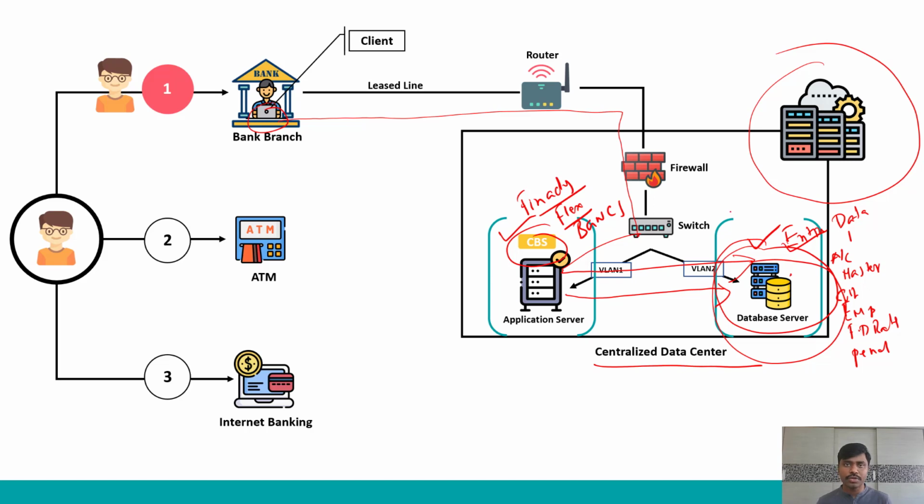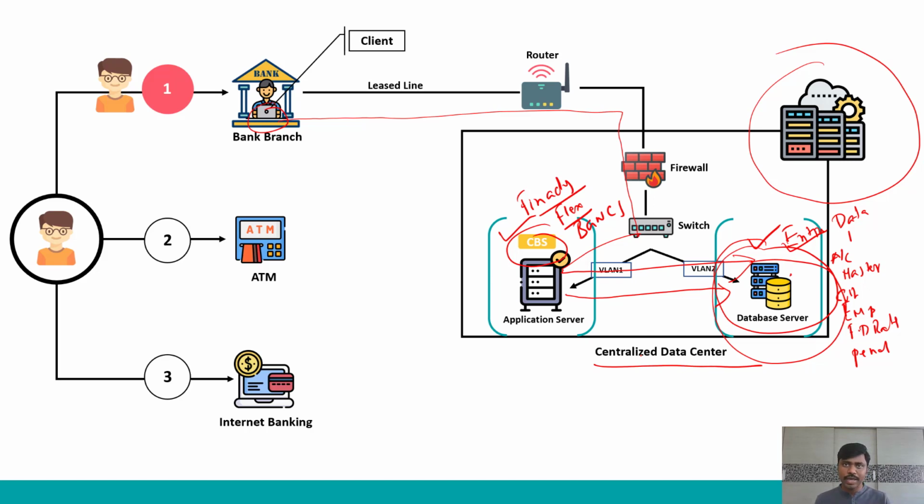So the request comes to the application server. In turn, the application server accesses the database server, checks whether the account number exists or not, and then confirms back to the client machine, which is the bank employee, yes, this account number exists. So this is how the process flow happens.